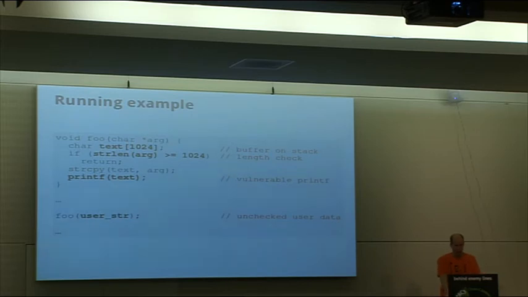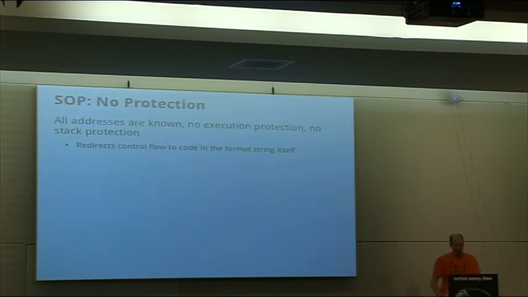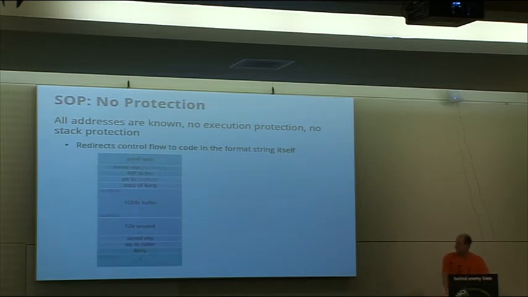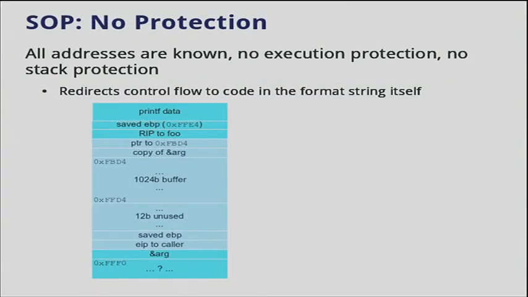So how does it look? What can we do with that? First of all, if we don't have any protection at all, then all addresses are known. We don't have any execution protection, no stack protection, and nothing at all. So here we have the three stack frames, the main frame, the foo frame, and from the foo frame we call the printf function. If you look into that, we have the buffer on the stack, we have some unused bytes that are left out for alignment reasons, and we have our EBP and EIP in the end.